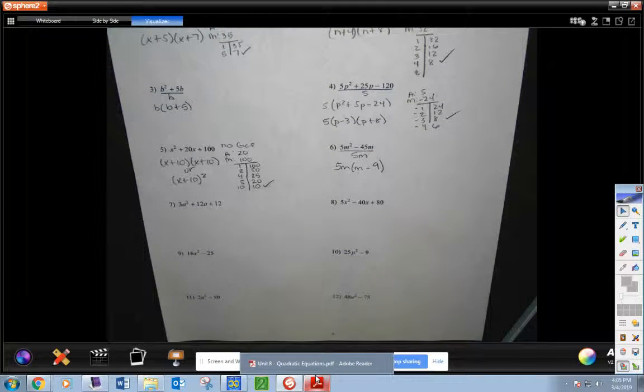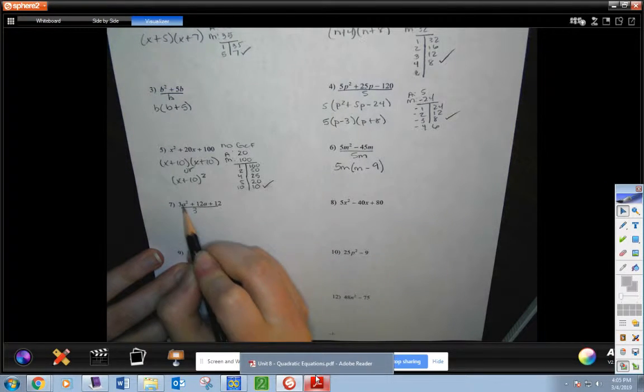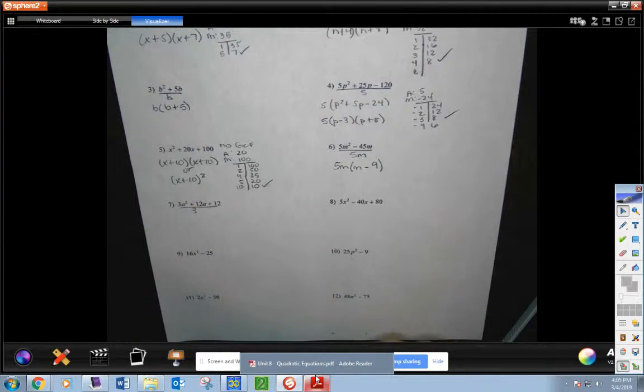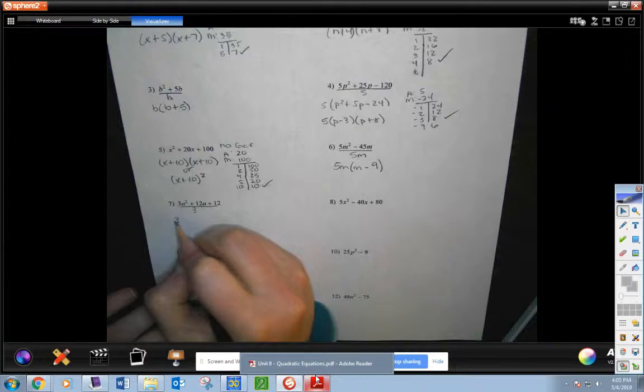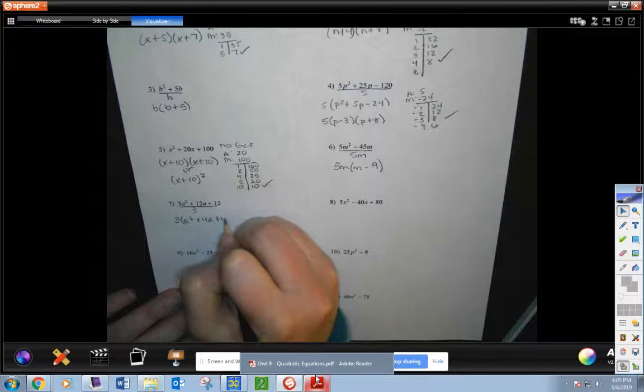Okay, for number 3, the first thing we're going to do is look for that GCF. My smallest number is 3, so I need to see if I can divide 3 out, which I can. So I'm going to divide by 3. I can't take out an a because there are a's in all of them. When I take out 3, that leaves me with a squared plus 4a plus 4.